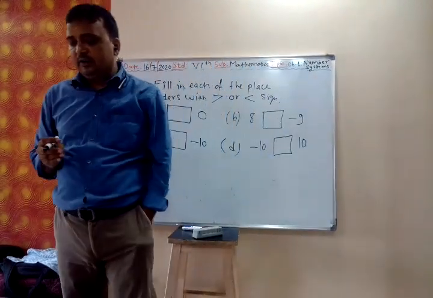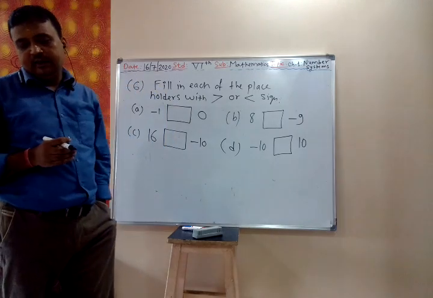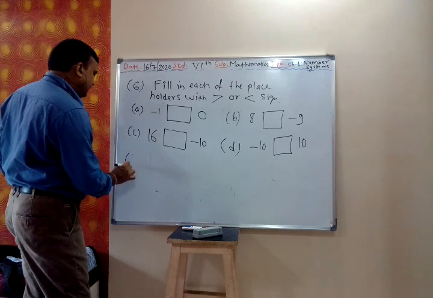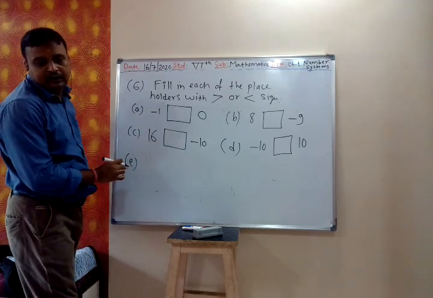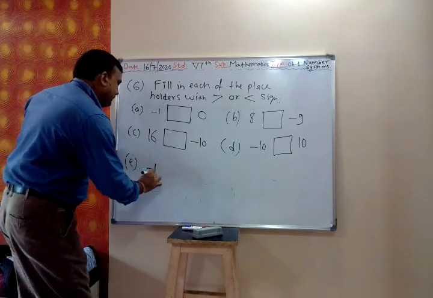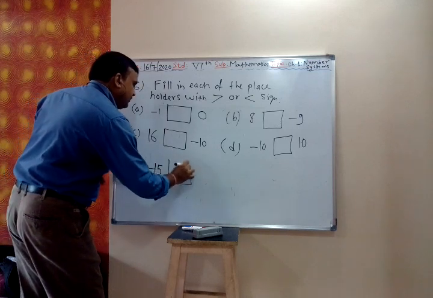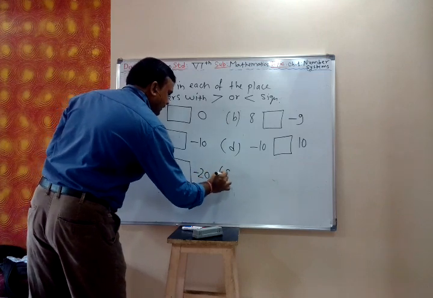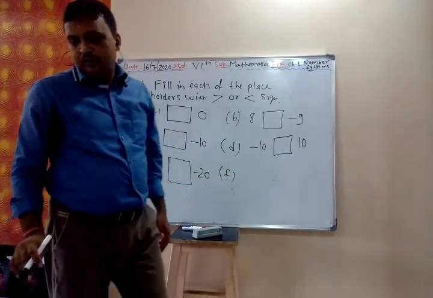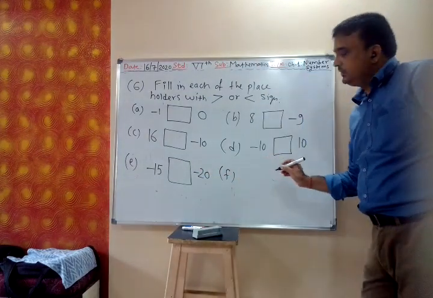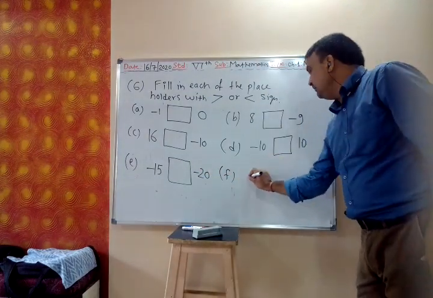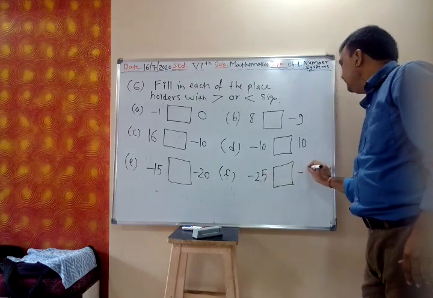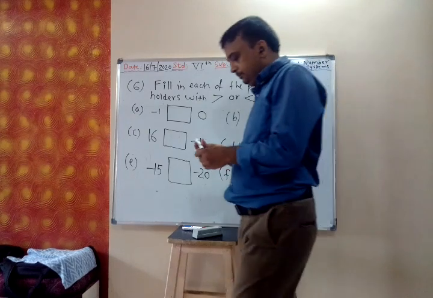F is 0, G is 8. Now E is -15 and -20. Then F is -25 and -5. We have to write these.